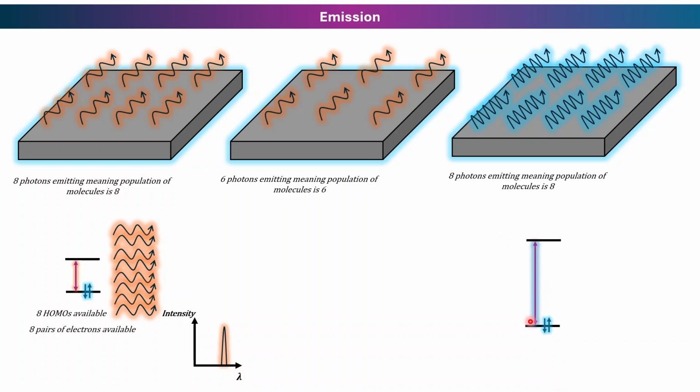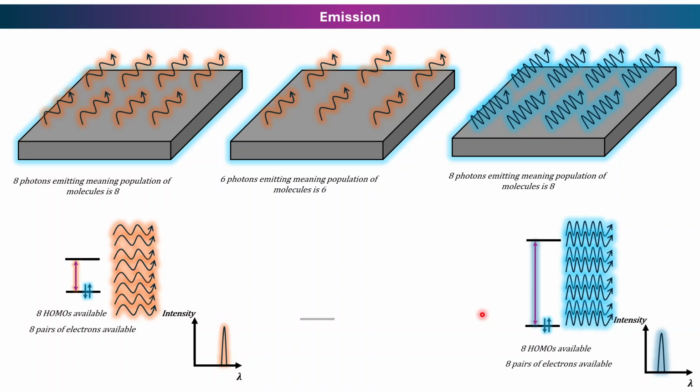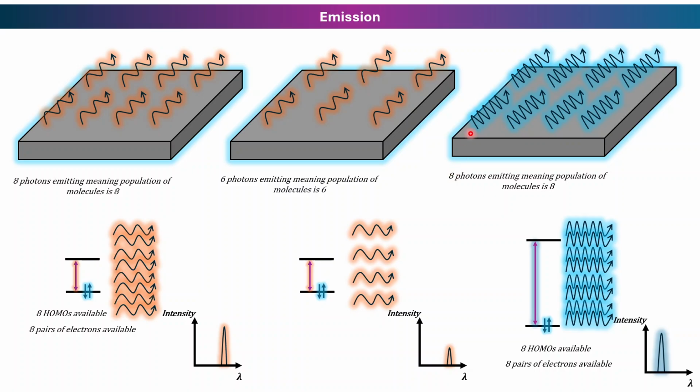So here, if it excites and relaxes, you will get a high energy photon, which is actually the result of a smaller wavelength. So here also 8 photons, 8 HOMOs available and 8 pairs of electrons available. Here also the same, but here the population is only 6, so that's why you will get less. Whenever some people draw an absorption spectrum, they will only draw one HOMO and one LUMO and only one electron pair, and they will say that this electron will excite and relax, and that is the wavelength that comes here.